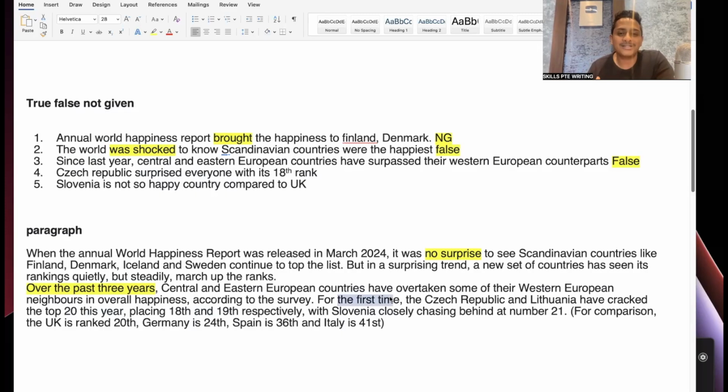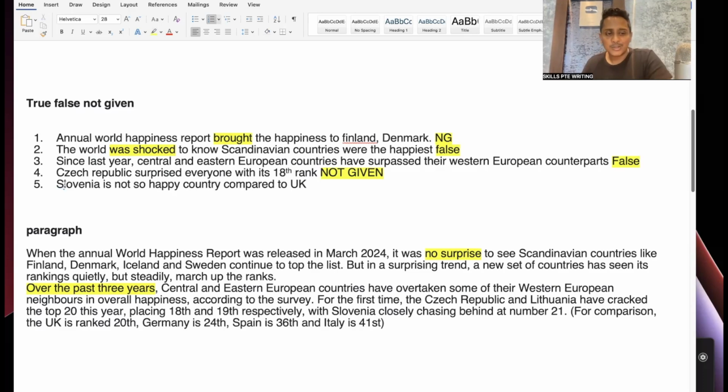It seems for the first time it has entered the top 20 list. It seems surprising, but where is it given? What this brought to the outside world is not given. The news says for the very first time it became 18th rank. Did it surprise anyone? We don't have any information. This is going to be not given. Something like this will be there in the exam wherein you are enticed to select false, but the answer would be not given. Between not given and false is where the mystery lies.